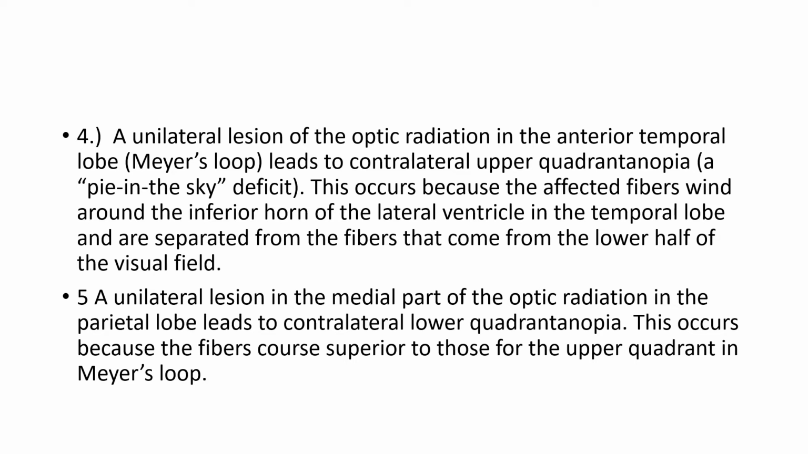Number 5, a unilateral lesion in the medial part of the optic radiation in the parietal lobe leads to contralateral lower quadrantanopia. This occurs because the fibers course superior to those for the upper quadrant in the Meyer's loop.